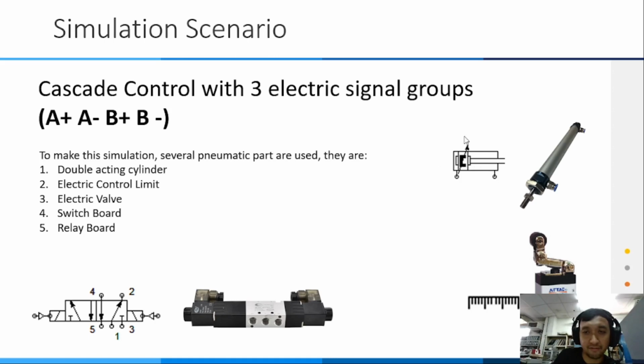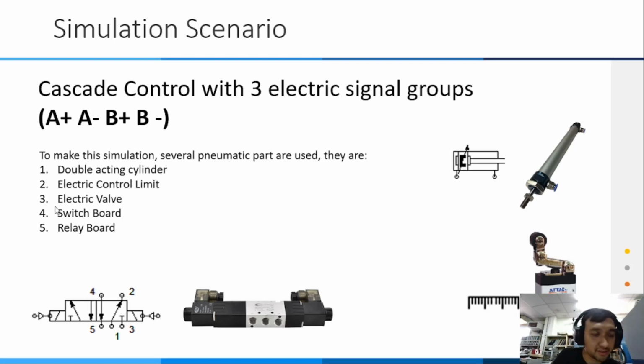In FluidSIM, we can find the icon like this, and for the hardware, the double acting cylinder is like this picture. The second one is the electric control limit. The electric control limit is like a limit switch that we can use in a pneumatic system. For the icon in the simulation, we can use this icon, like a ruler, and the real hardware is a limit switch.